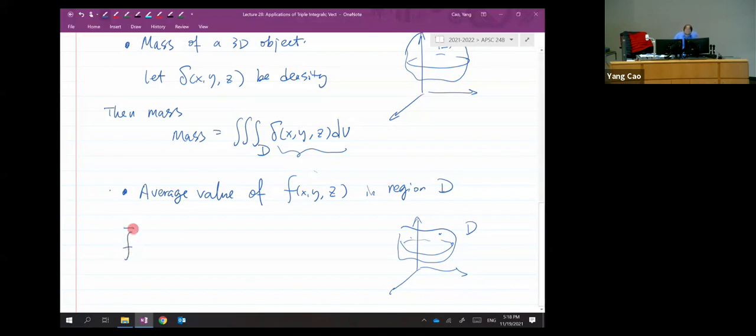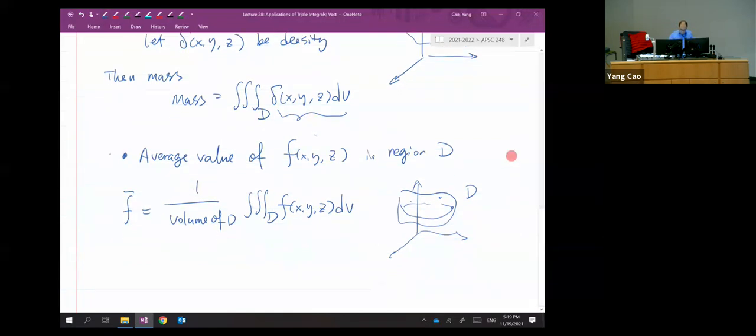If you look at the formula we derived for the double integral, it says 1 over the area. But this time it becomes 1 over the volume of this region D, multiplied by the integral of f over the region D. The only difference is we added one integral here, and the denominator, instead of the area of a thin plate, becomes the volume of this region D. This way you get the average value of this function f.